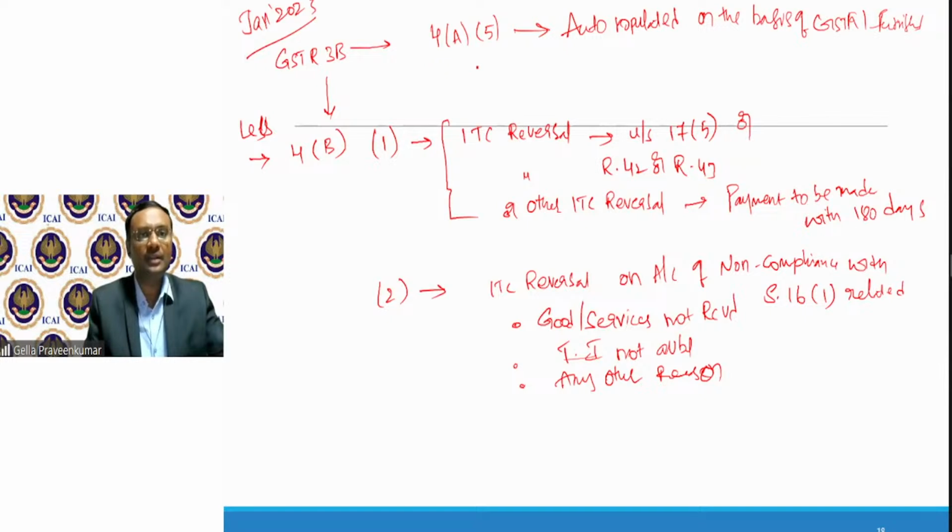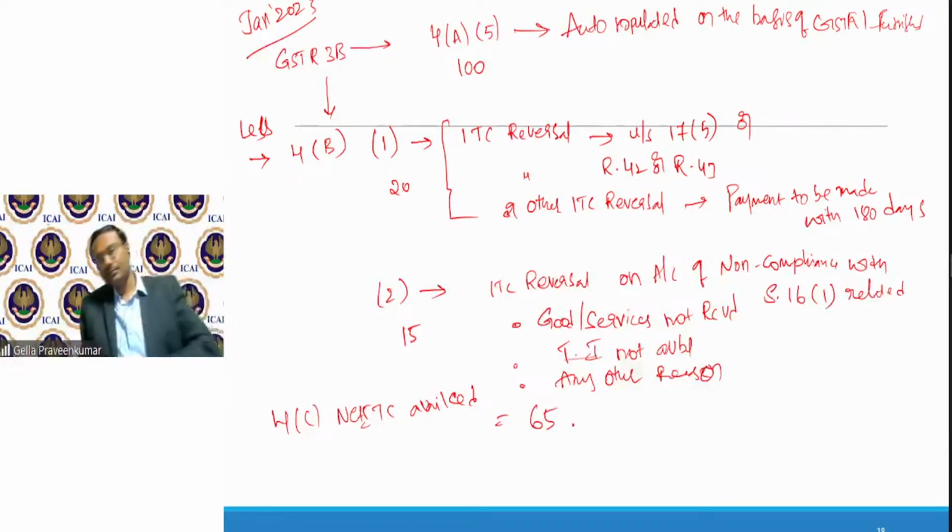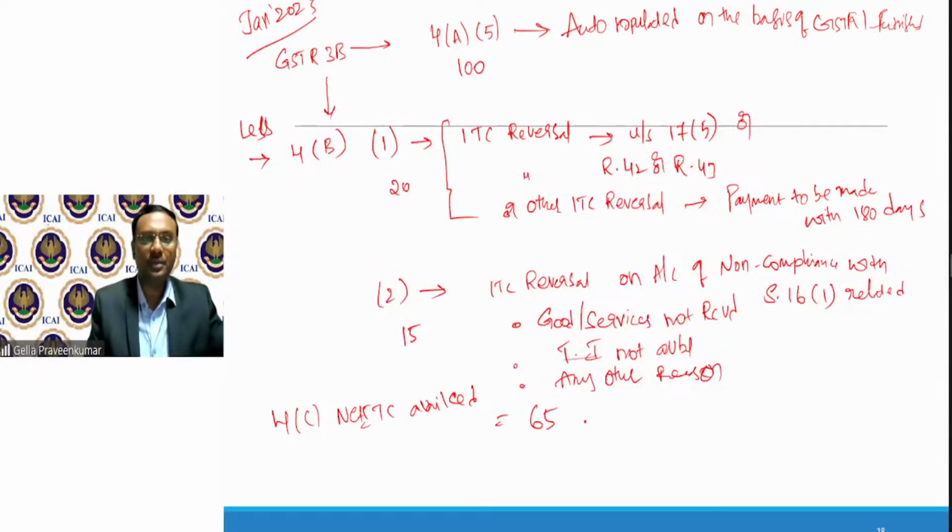Assuming for a moment there's an auto-populated credit of 100 rupees. If I enter in table 4B1, 20 rupees, and in table 4B2, 15 rupees, my GSTR-3B table number 4C, net ITC available, is going to be 100 minus 20, 80, 80 minus 15, that is 65. 65 is going to get credited to the electronic credit ledger.